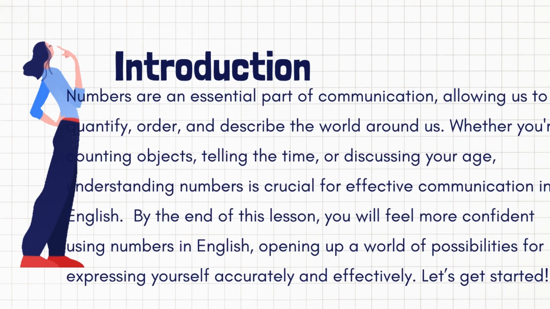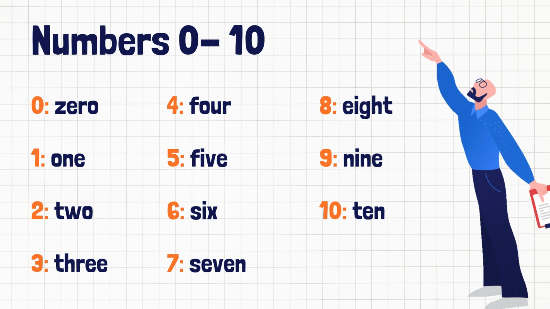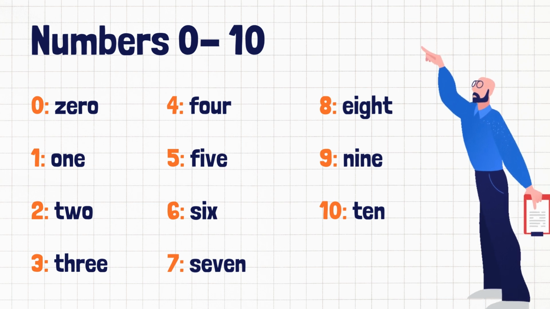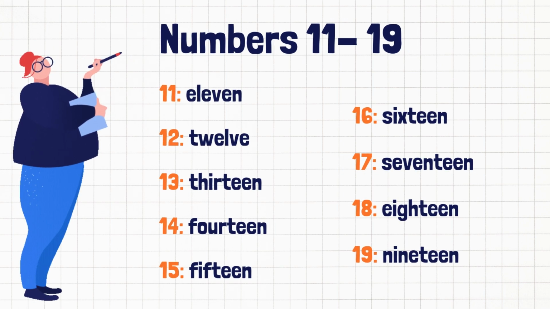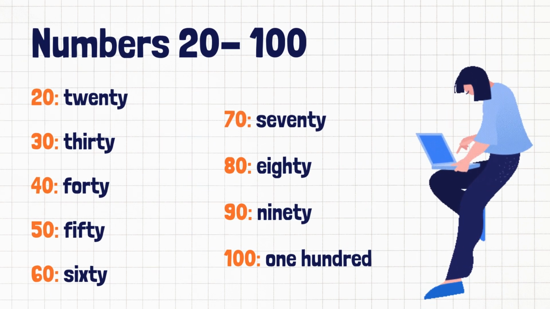Let's get started. Numbers 0 to 10: 0, 1, 2, 3, 4, 5, 6, 7, 8, 9, 10. Numbers 11 to 19: 11, 12, 13, 14, 15, 16, 17, 18, 19. Numbers 20 to 100: 20, 30, 40, 50, 60, 70, 80, 90, 100.